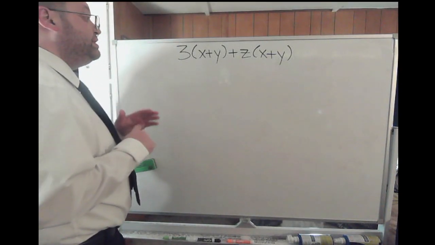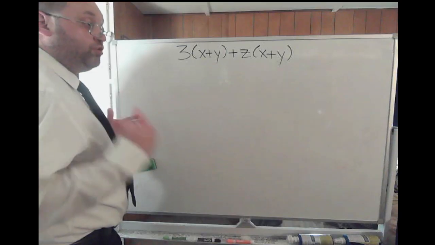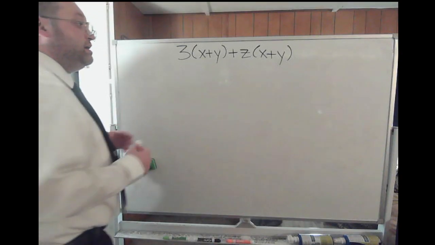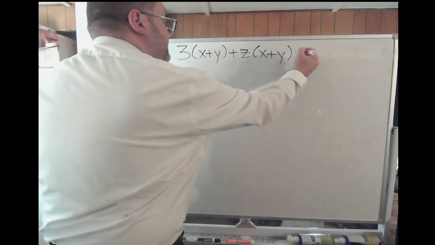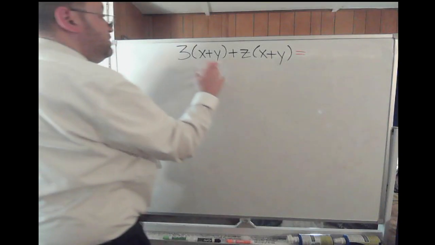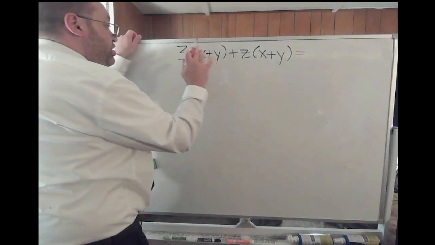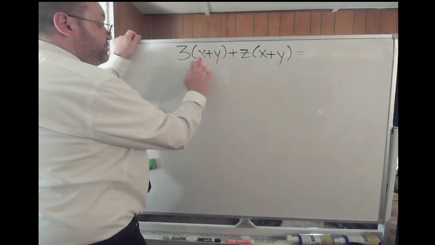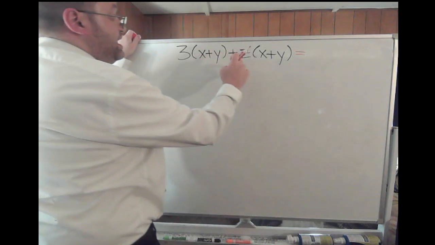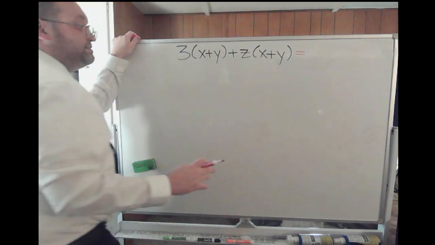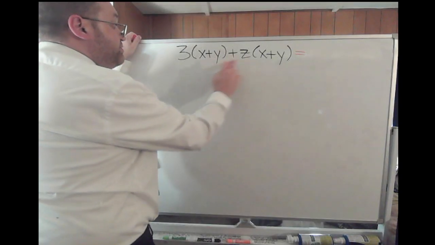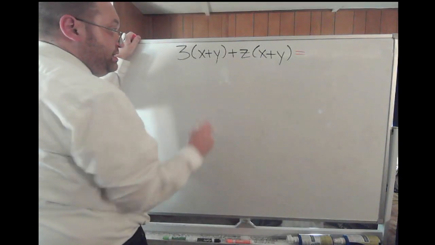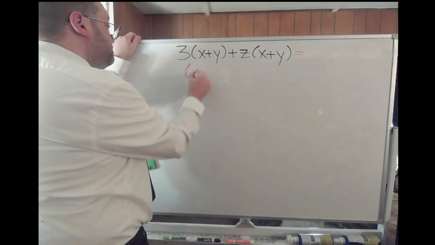So today we are going to talk about factoring by grouping. Basically, by doing that, we're just going to look for what each of the terms have in common. Well, we have 3 times the quantity of x plus y, plus z times the quantity of x plus y. What do both of these terms have in common? They both have an x plus y in common.